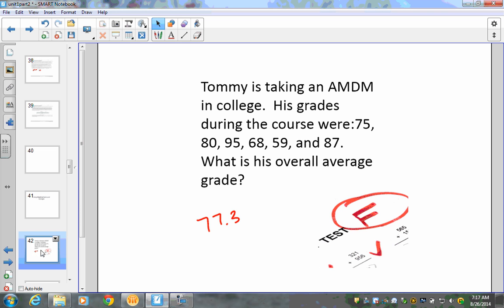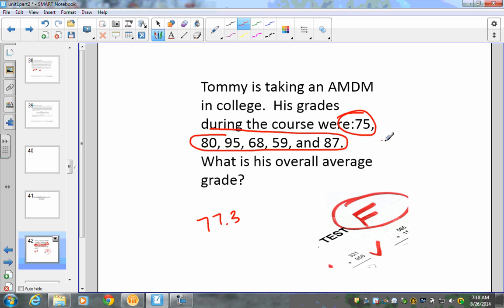Tommy's taking an advanced mathematical decision-making class in college. His grades were 75, 80, 95, 68, 59, and 87. What is his overall average grade? Well, the answer is a 77.3 because what we did was we took all of his grades and then we just added them all up and then we divided by 6 to get 77.3.